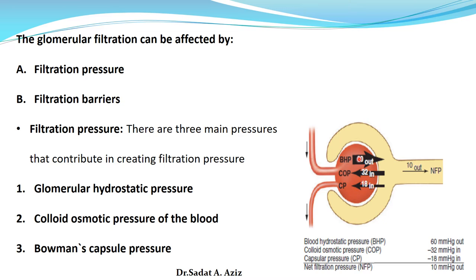What we have here is one positive pressure, which is pushing the solutes and water into the Bowman's capsule, and two negative pressures, which are preventing the process of filtration, including the colloid osmotic pressure, which I think we already mentioned, and the Bowman's capsule pressure. When you subtract these two negative pressures from this positive pressure, the net filtration pressure becomes about 10 millimeters of mercury.